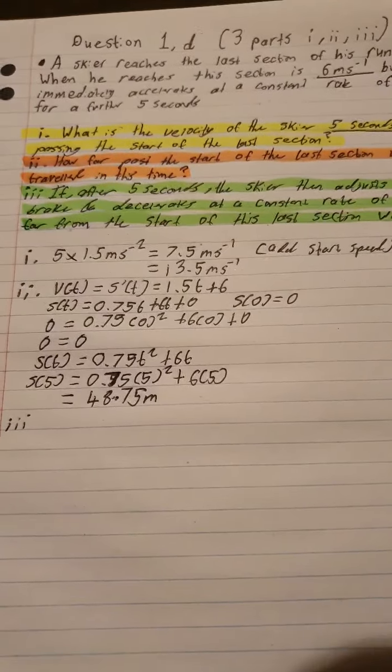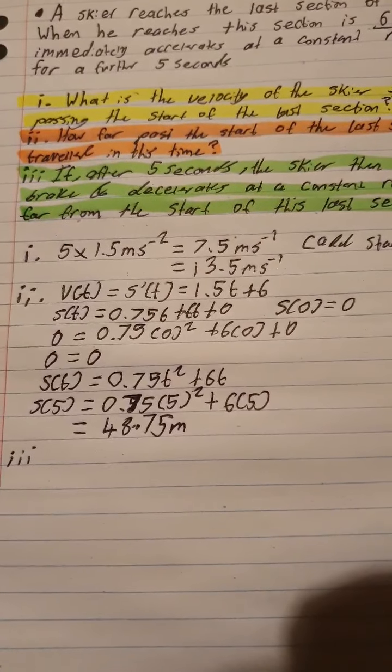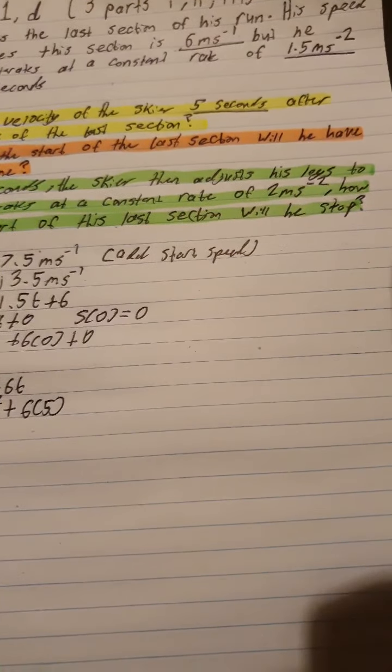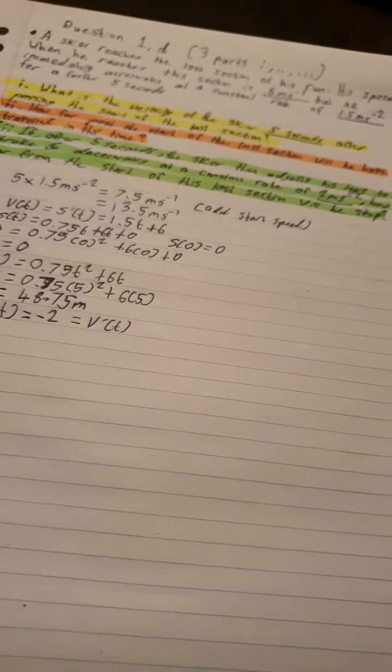So the current question we're reading is this one here. If after 5 seconds the skier then adjusts, our function for acceleration equals -2. I know we're not accelerating, we're decelerating, but we'll use this anyway. It says -2, so you should know this, equals v prime of t.